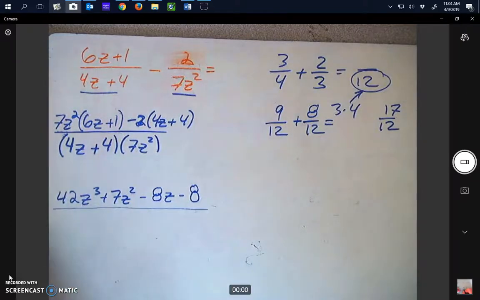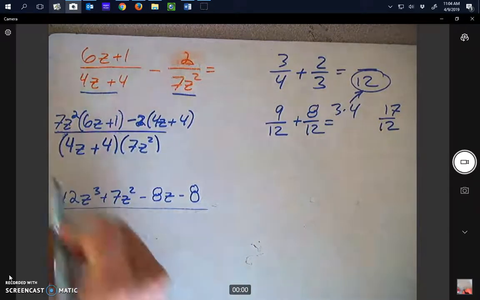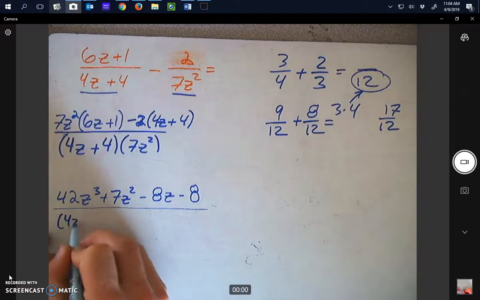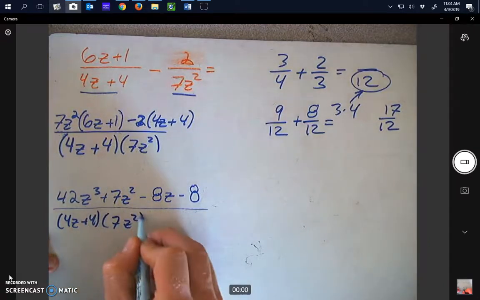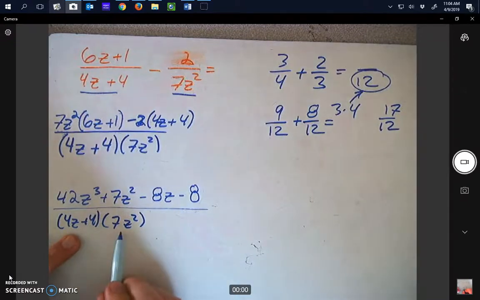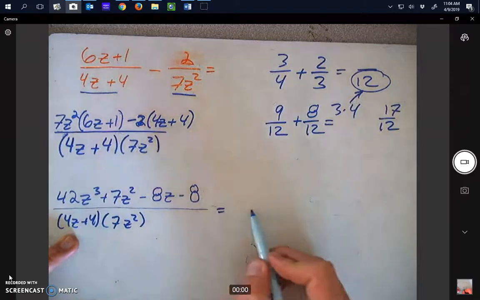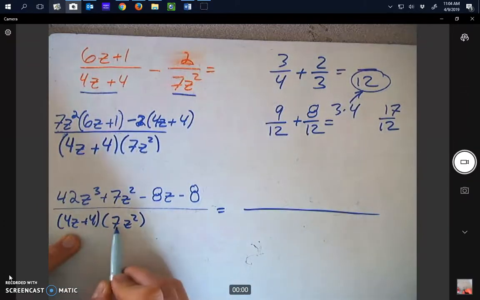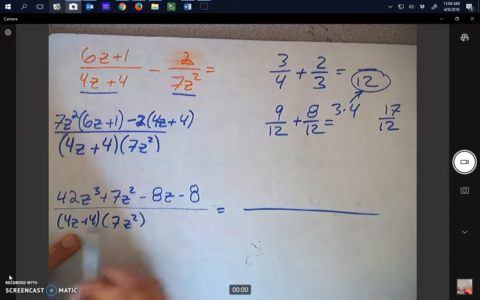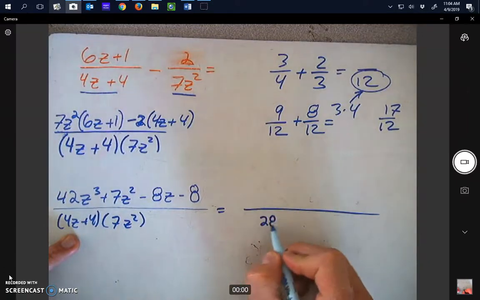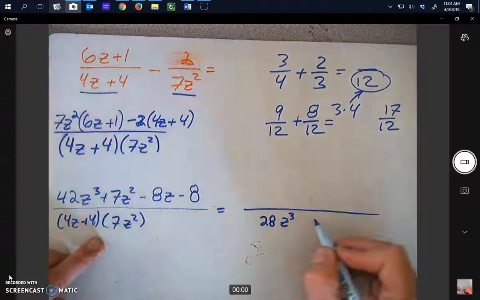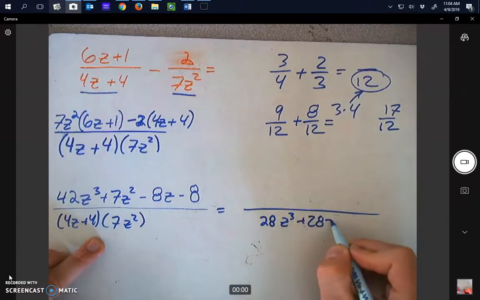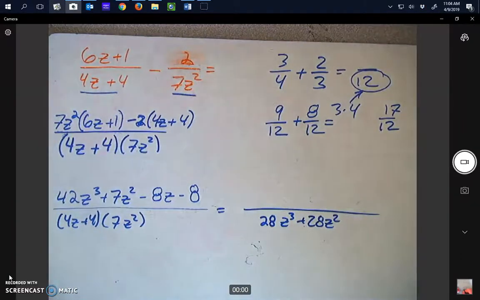Okay, now, our denominator is going to be 4z plus 4 times 7z squared. Now you can multiply this out, which I think is what our question actually asks us to do, or they do it for us. So let's do it real fast. 7z squared times 4z is 28z cubed, and 7z squared times 4 is 28z squared.